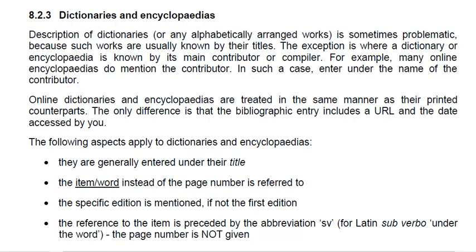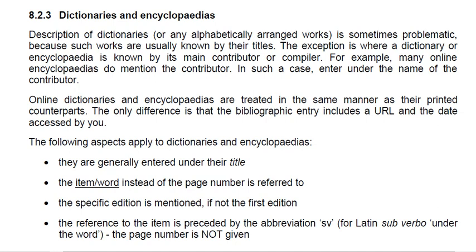Yes, here we are. We have dictionaries and encyclopedias. Description of dictionaries or any alphabetically arranged works is sometimes problematic because such works are usually known by their titles. The exception is where a dictionary or encyclopedia is known by its main contributor or compiler. For example, many online encyclopedias do mention the contributor. In such a case, enter under the name of the contributor. Online dictionaries and encyclopedias are treated in the same manner as their printed counterparts. The only difference is that the bibliographic entry includes a URL and the date accessed by you.